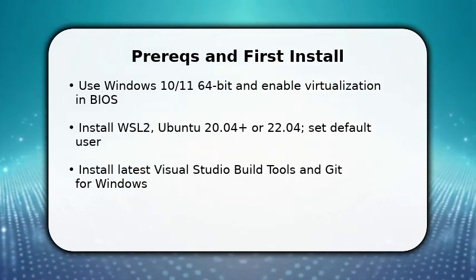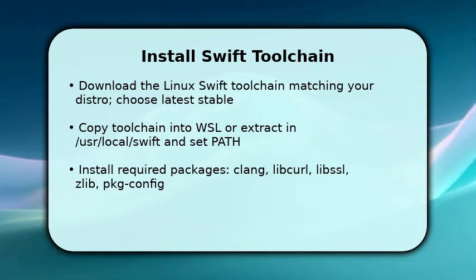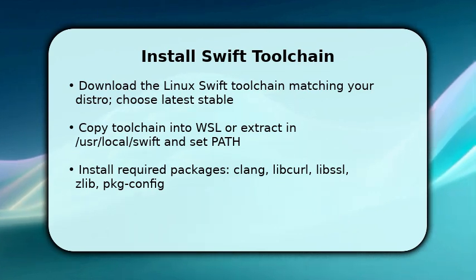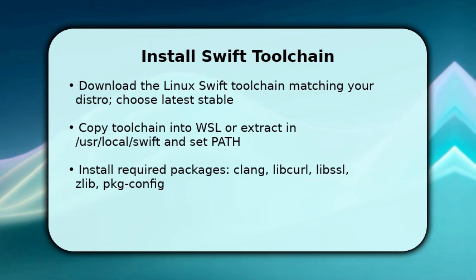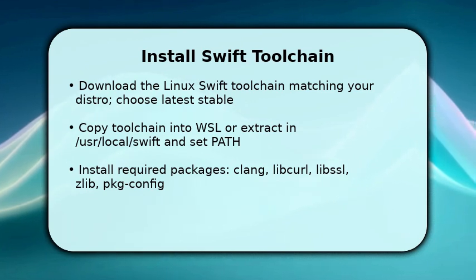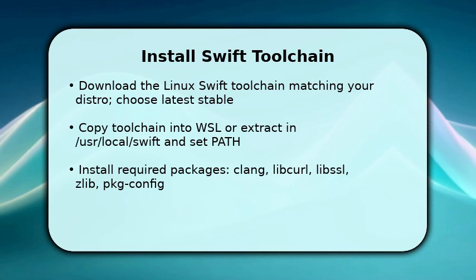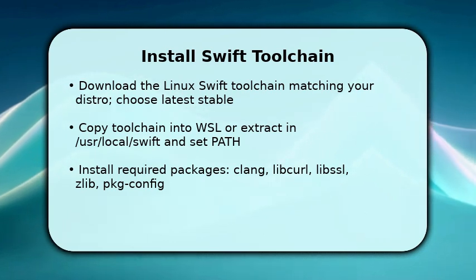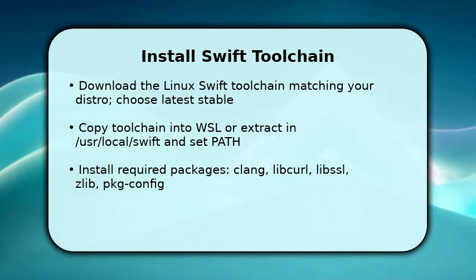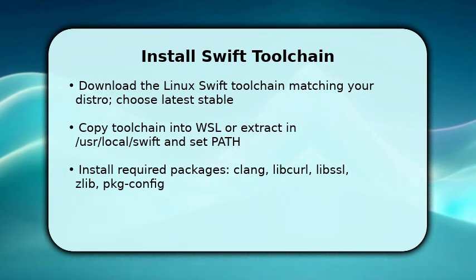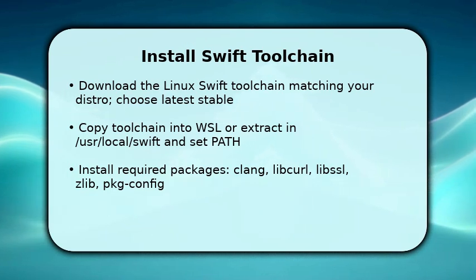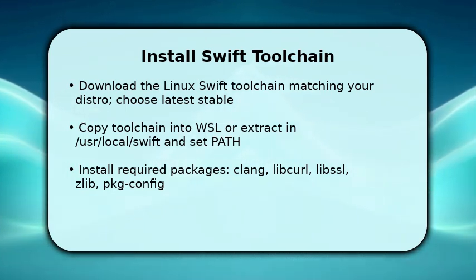missing libraries. Next, you install the Linux Swift toolchain inside WSL because Windows binaries are unsupported. That's the why. Download the matching Ubuntu tarball on Windows, then move or extract it into WSL. Prefer /usr/local/swift for consistency. Once extracted, export PATH to include /usr/local/swift/bin and run swift --version to validate. Then install dependencies like clang, libsqlite3-dev, zlib1g-dev, libcurl4-openssl-dev, and pkg-config via apt so the compiler links correctly.